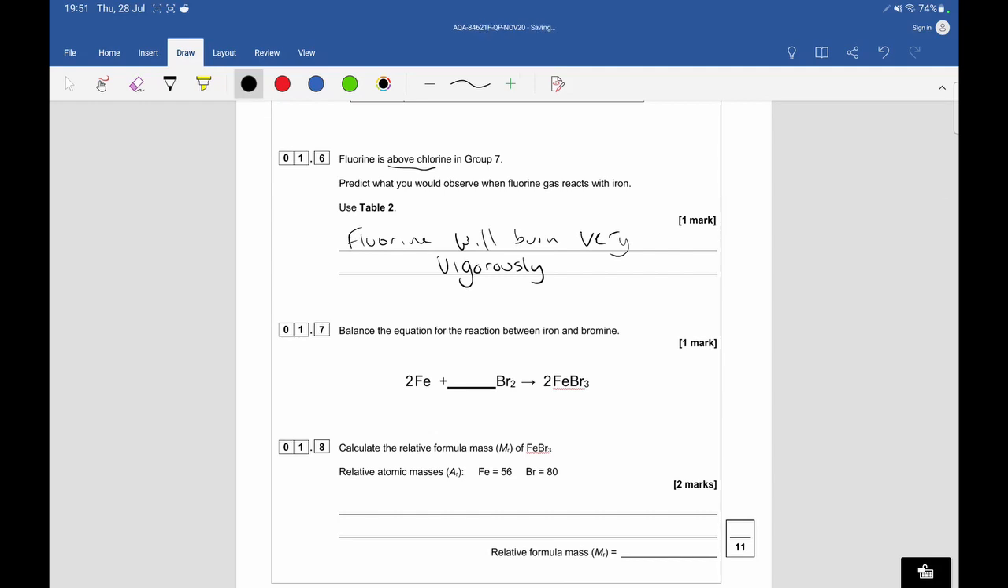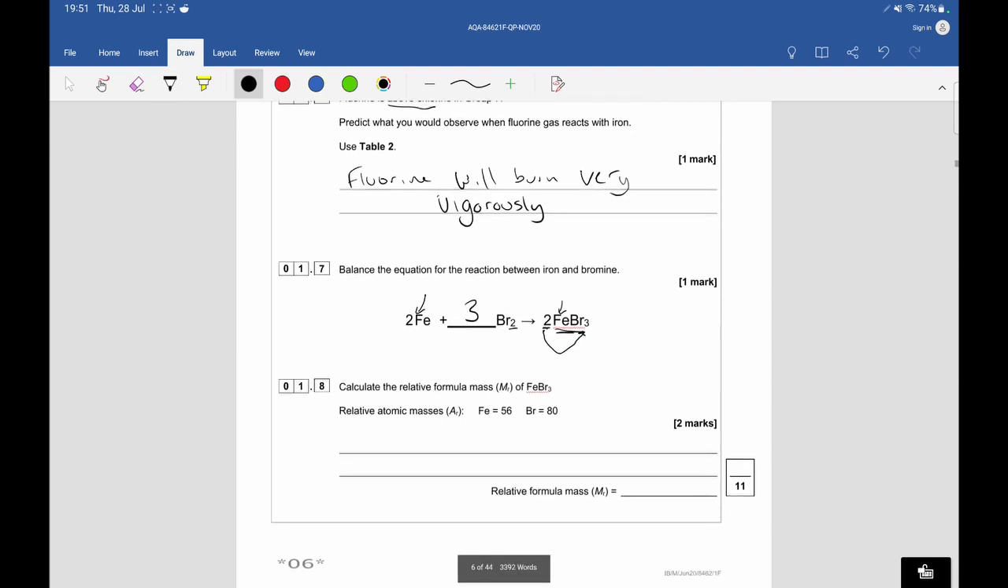For question 1.7, you're asked to complete the balancing of this symbol equation, where we know that we have 2 times everything here. So we've got 2 lots of 1 iron, and that's why we've got a big 2 in front of this iron over here. And we've got 2 lots of 3 bromines. So we've got 6 bromines in total. So what do I need to multiply 2 by to get 6? I need to multiply it by 3. So I'm going to put a 3 there.